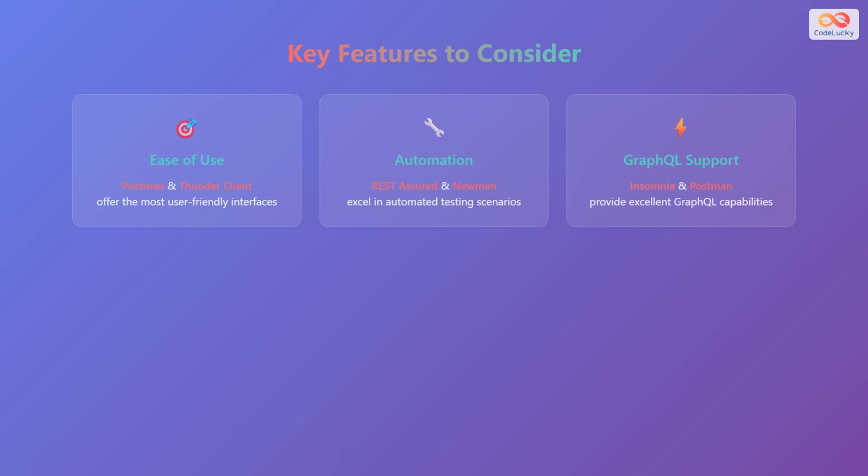Let's compare key features across these tools. Postman and Thunder Client offer the most user-friendly interfaces. Rest Assured and Newman excel in automated testing scenarios. Insomnia and Postman provide excellent GraphQL capabilities.